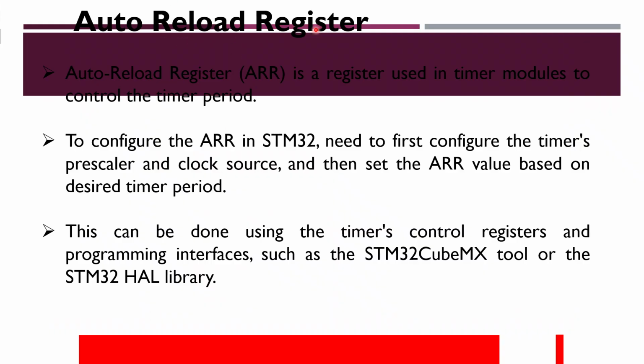Again, next one is auto reload register. So what is auto reload register? Auto reload register, ARR, is a register used in timer modules to control the timer period. So this is the register which is used in the timer modules to control the timer period. So unless it is used here, nothing will be changed.